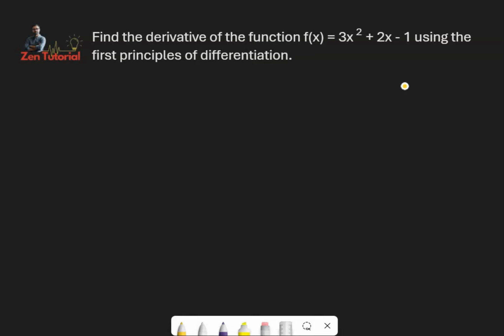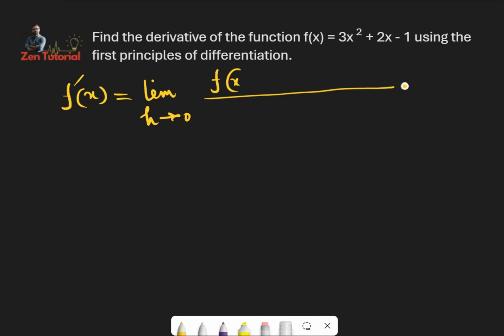In this problem, for the function 3x squared plus 2x minus 1, we have to find the derivative using the first principle of differentiation. By the definition, f prime of x is equal to the limit as h tends to 0 of f of x plus h minus f of x, divided by h.